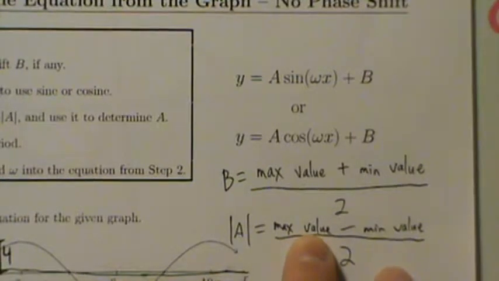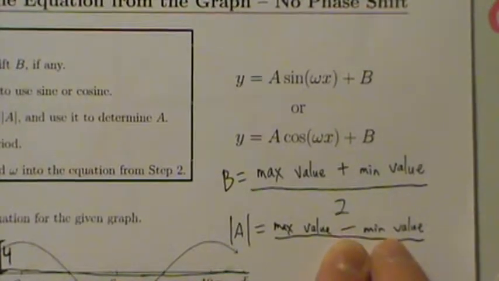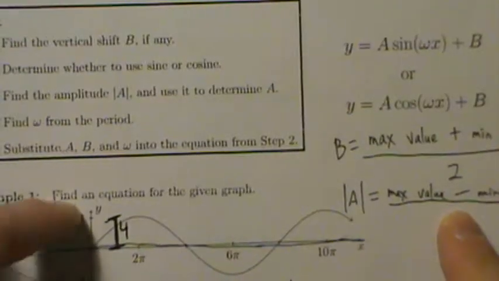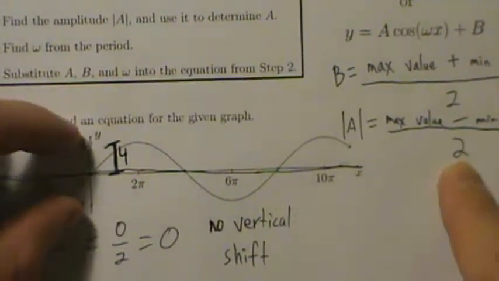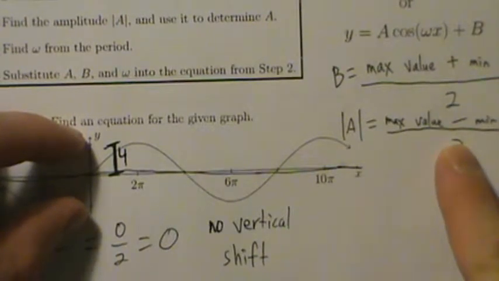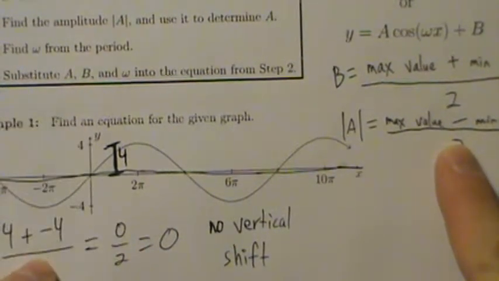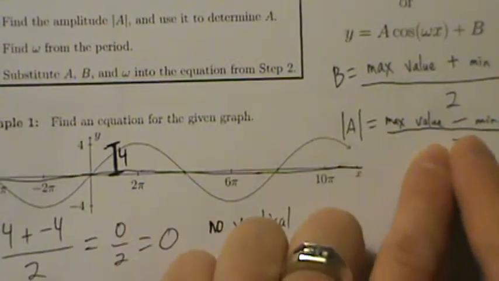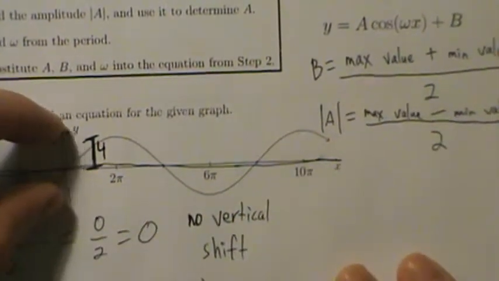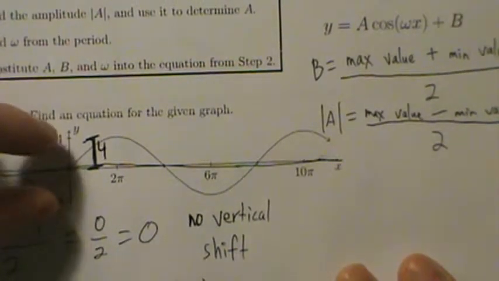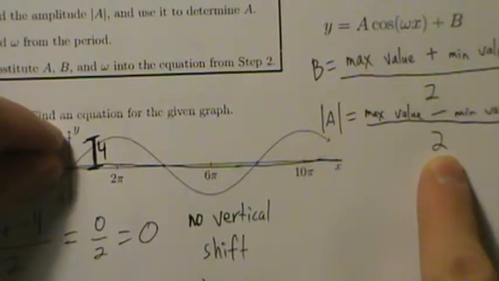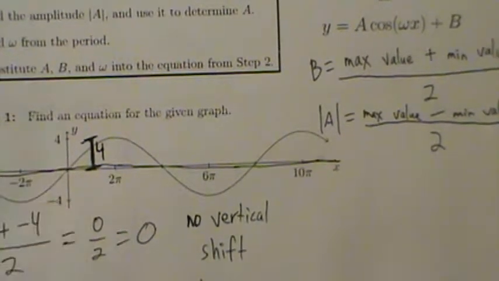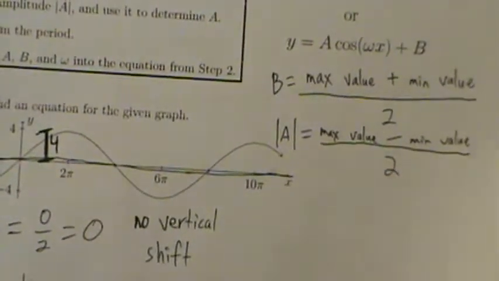Now, when you do max value minus min value, without the 2 there, that gives you the distance from the max to the min. But for the amplitude, you only want half of that, the distance from the max to the middle. So that's why you divide by 2. Take the max minus the min, the distance between them, and then divide it by 2 to get the distance from the max to the middle, or the middle to the min, same thing. Anyway, that's why it's the way it is.